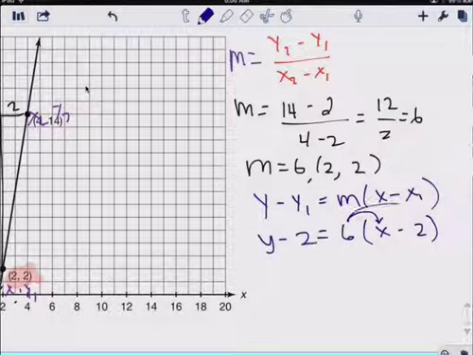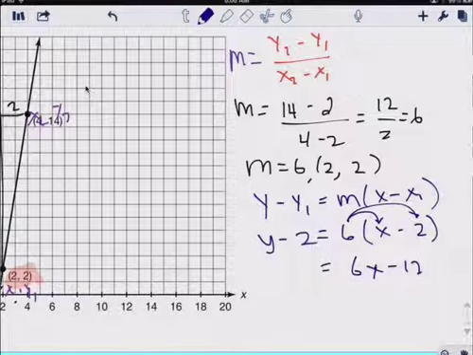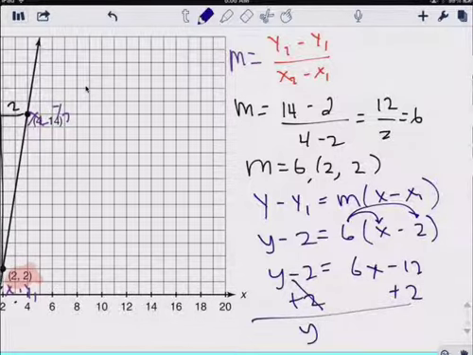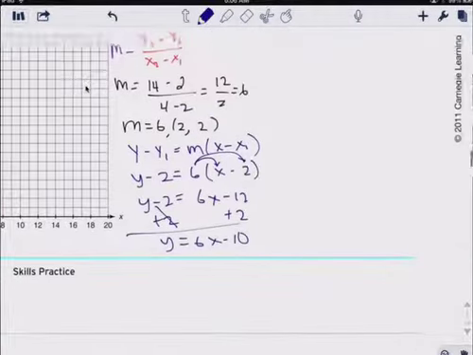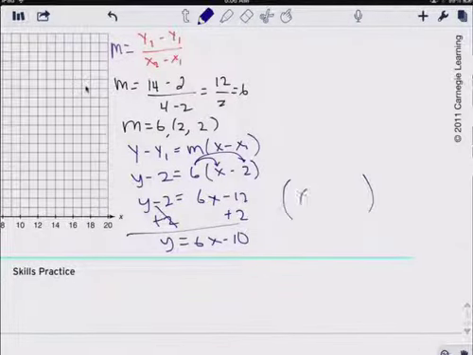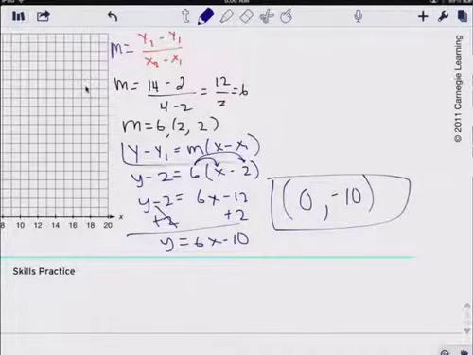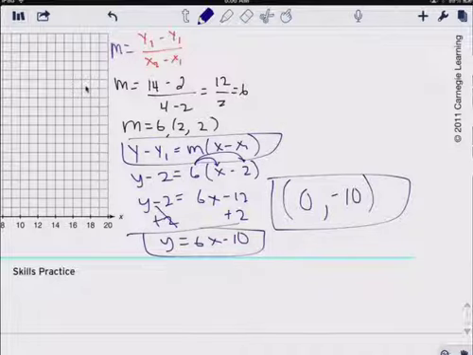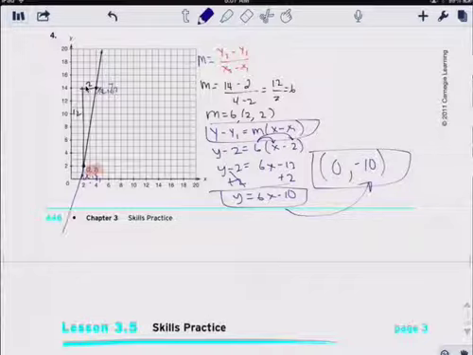Distribute, 6x minus 12 equals y minus 2. You add 2, y equals 6x minus 10. Okay, slope-intercept, y-intercept is 0, negative 10. Point slope, slope intercept, that's why we're able to find the y-intercept. Negative 10, yep, it's on that way there.